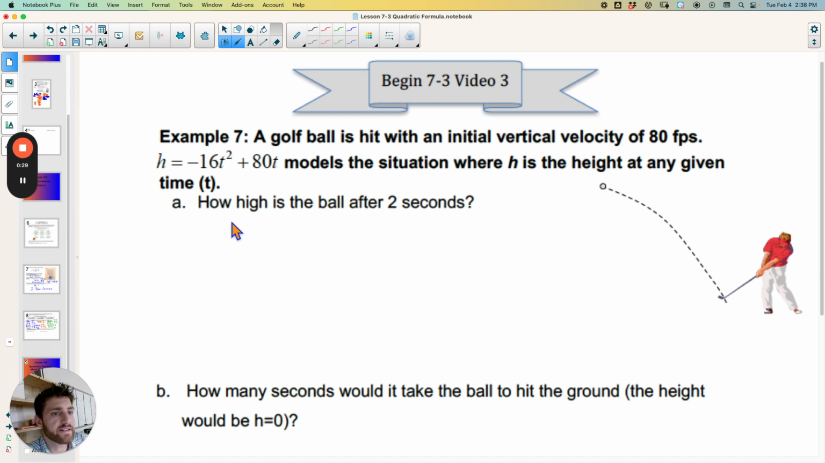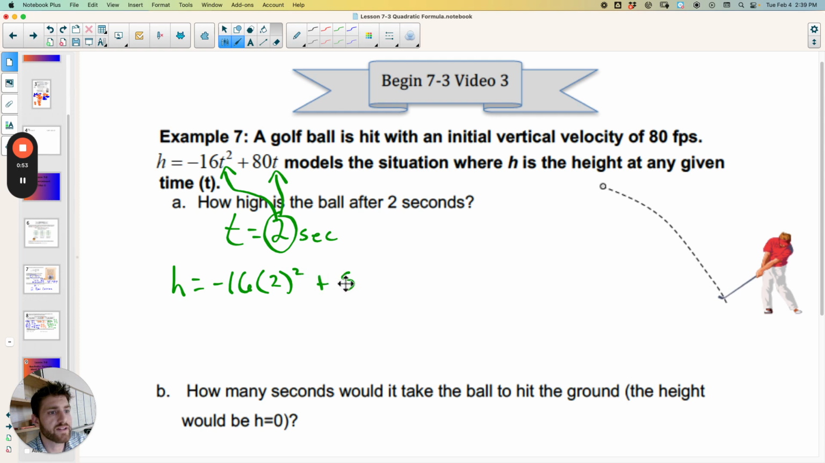Well, seconds is time, so I know that t has to equal 2 seconds here. So all I would need to do is take this value of 2 and plug it into all values of t in my equation. So I know that the height will be equal to negative 16 times 2 squared plus 80 times 2. Okay, all I've done there is I've rewritten this quadratic equation, but instead of writing the t's, I've written 2's.